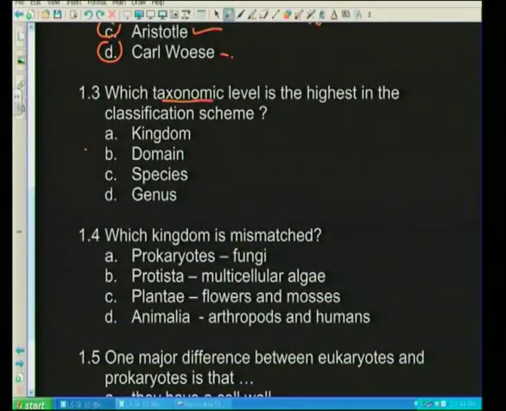Which taxonomical level is the highest in terms of the classification scheme? Now we know that genus is almost the last part of classification before the species. We said that domains come before the kingdom. So if domains come before the kingdom, it is actually the domain that is at the top hierarchical level of the classification scheme. So it is the domain and then the kingdom. So in this case, the answer would be domain.